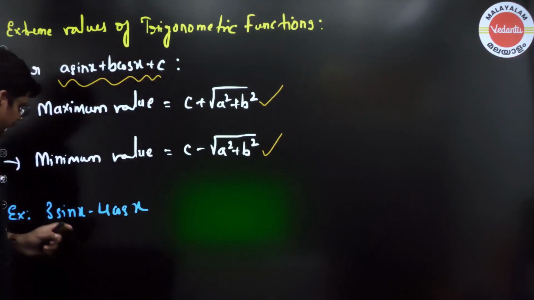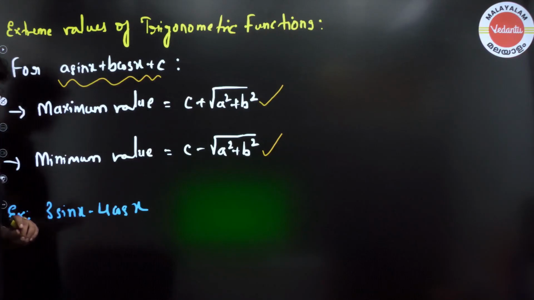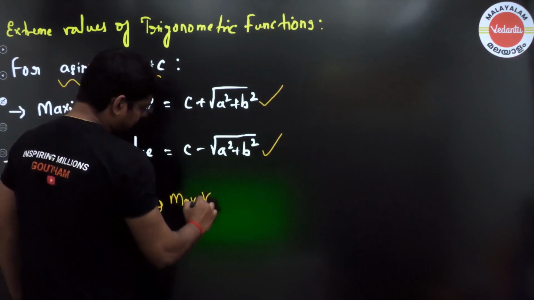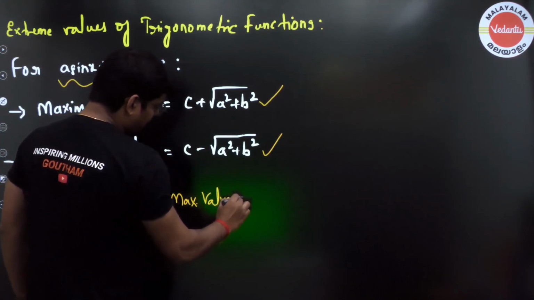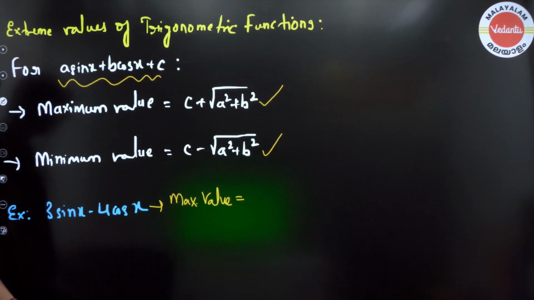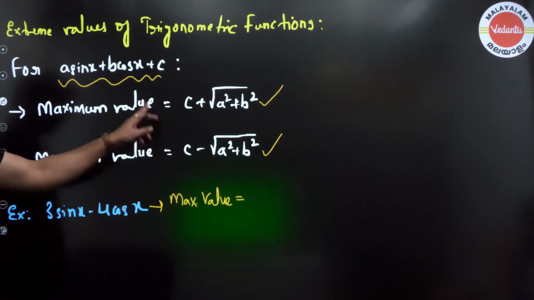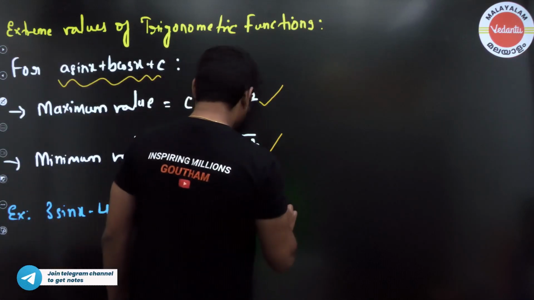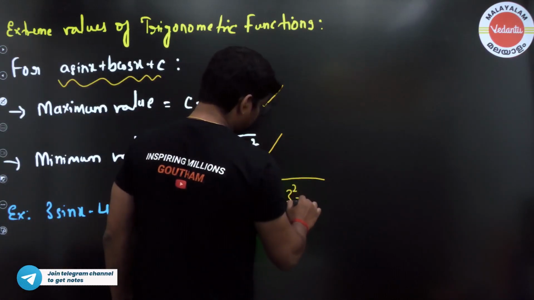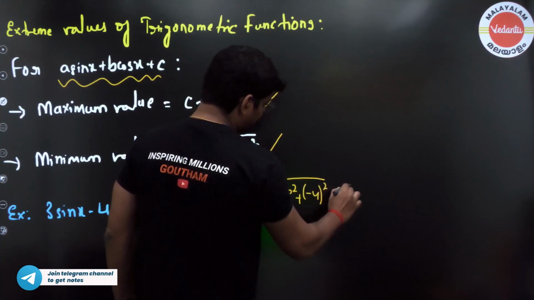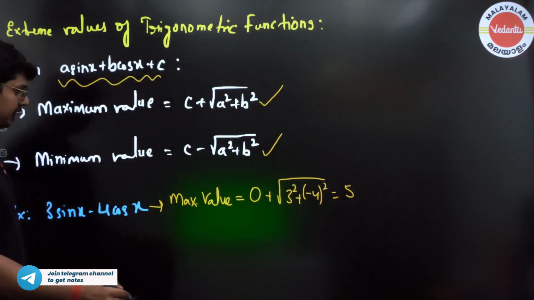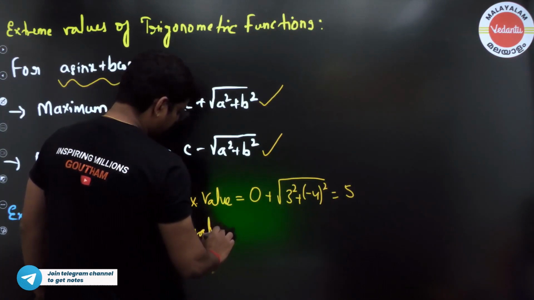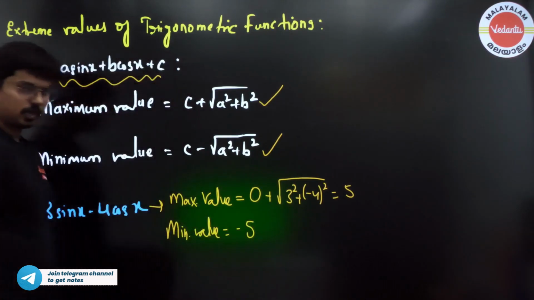For example, let's say you have 3 sin x minus 4 cos x, and I want to find out what is the maximum value of this. How are we going to do it? Very simple. All you have to do is compare it with this one. C is 0, A is 3 and B is minus 4. So under root of 3 square plus minus 4 whole square, and this is simply going to become 5. Similarly, if you want to find the minimum value, that is simply going to be minus 5. I hope it's clear for you.